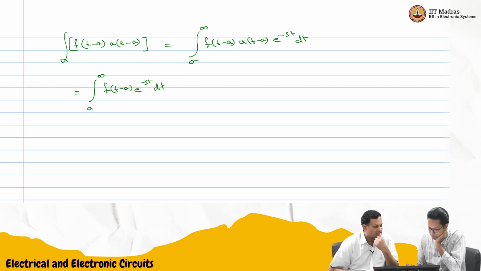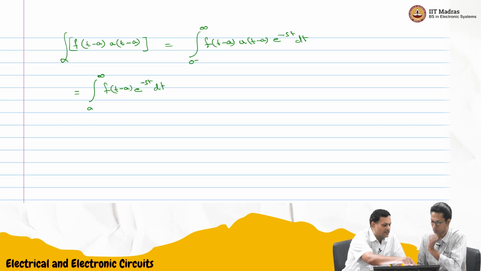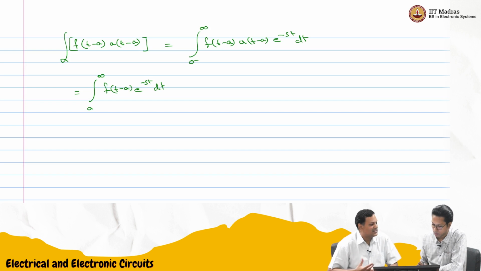You want to generate some t minus a? Yes, maybe we'll just change the variable. So shall we set tau equals t minus a? Shall we do it like that? Then it will become f of tau. It's a little bit easier to handle.